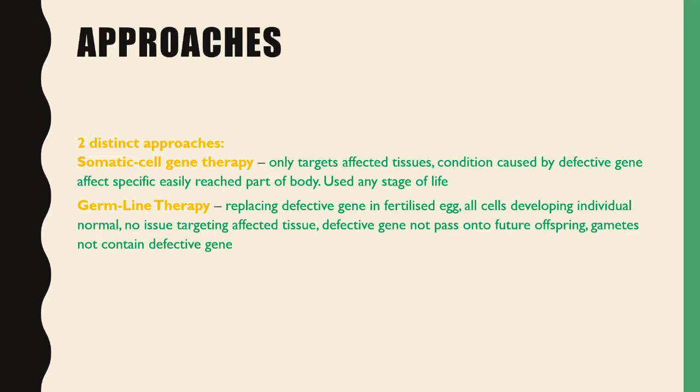There are two distinct approaches you can use. The first is somatic cell gene therapy, which will only target the affected tissues where the condition is caused by a defective gene, and this will affect a specifically easily reached part of the body, and this can be used at any stage of your life. Then you have germline therapy, which is whenever you replace the defective gene in a fertilized egg, and all cells will develop the individual normal allele with no issue targeting the affected tissue. The defective gene will not pass on to the future offspring, and gametes will not contain the defective gene.